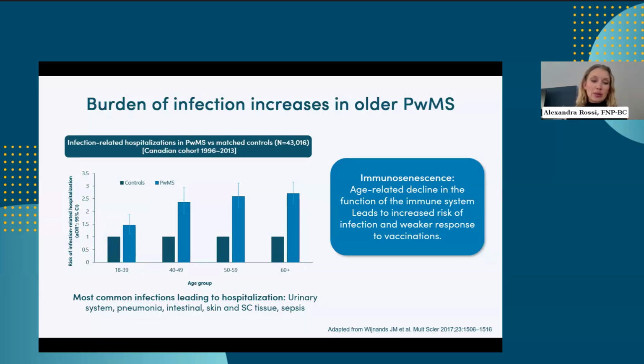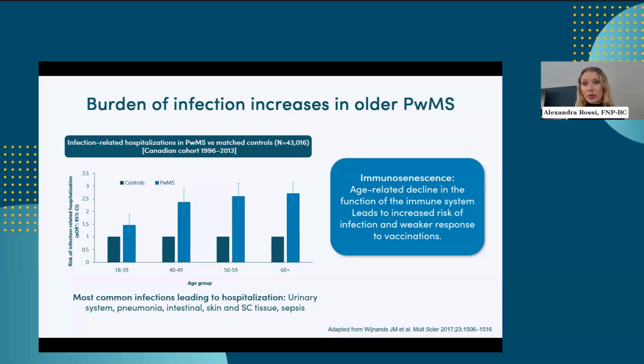Okay. And in keeping with this patient, the burden of infection increases with older persons with MS. There's a couple of reasons for this. There was a Canadian cohort study that looked at infection-related hospitalizations of persons with MS with matched controls. What you see here is persons with MS in all of the age ranges, but specifically those older than 50 years old had a higher risk of infection and related hospitalizations. Most common were urinary tract infections, pneumonia, intestinal infections, skin and subcutaneous tissue infections, and of course the one we worry about the most, sepsis of any of these systems.